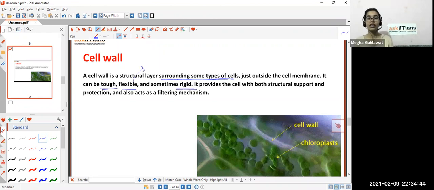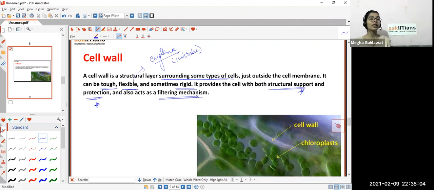It is flexible in the case of the euglena. Euglena is a kind of microorganism, a microbe, right? And it provides the cell with the structural support, which is very important, and the protection, which is secondary important. And it also acts as a filtering mechanism.